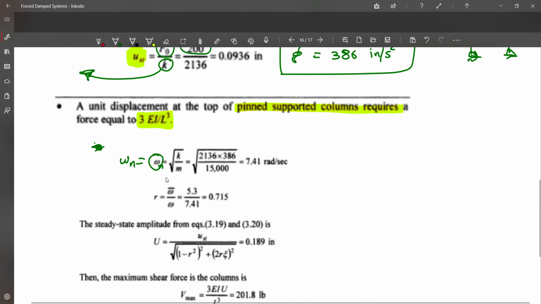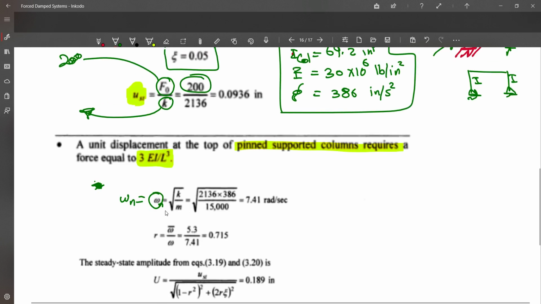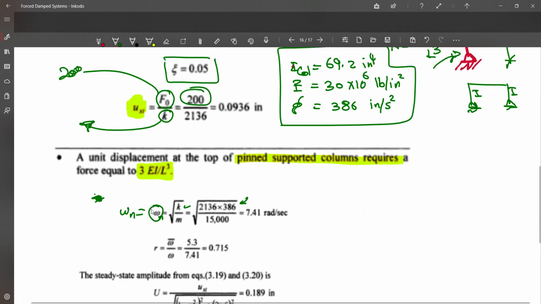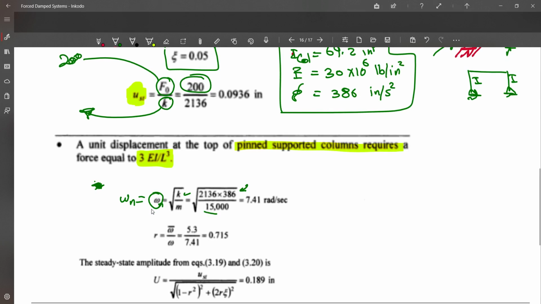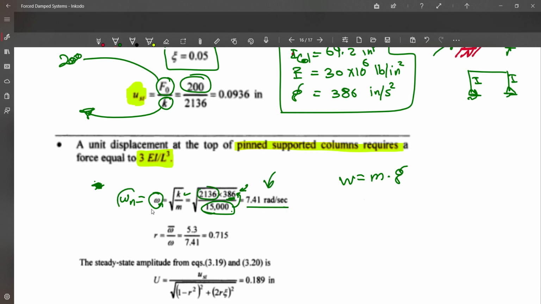So omega n equals the square root of K over M. So we have K, we calculated K already. Take care. And we have the mass, which is 15,000 kips divided by the gravitational acceleration to get the mass. Remember that the weight equals mass times the acceleration. So here we put this acceleration in the numerator, and we have K here. Then we are going to have our natural circular frequency of the system, which is 7.41 rad per second.